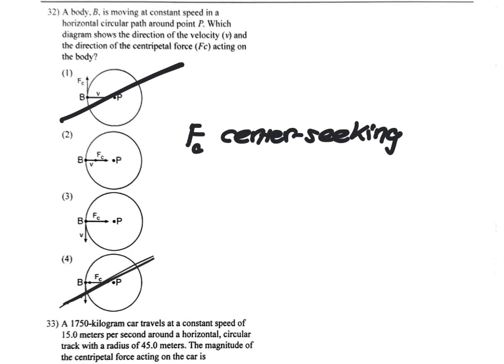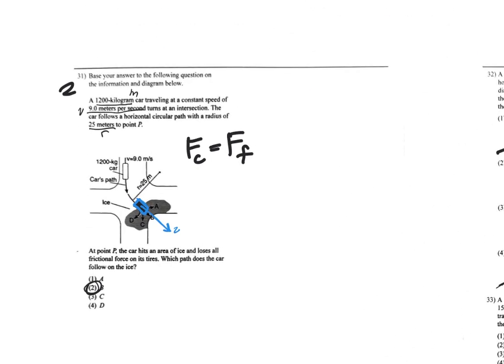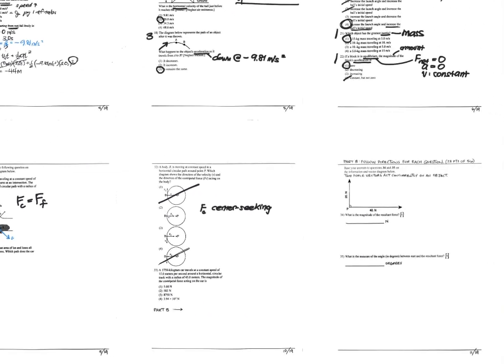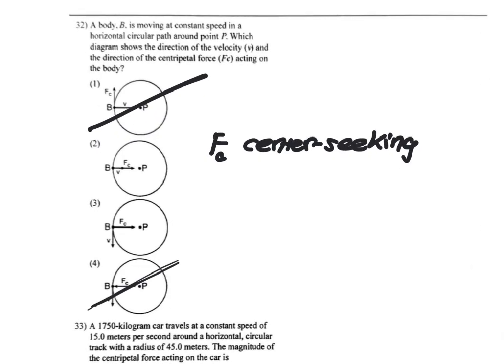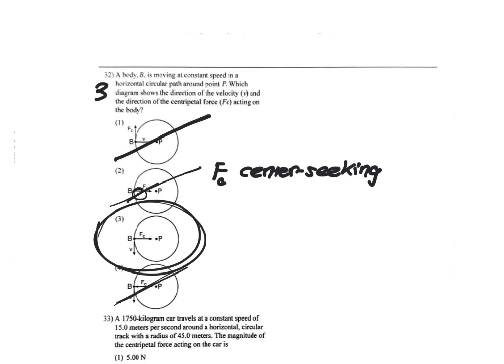And then the velocity is always going to be, as we saw from the friction question, forwards. And you'd be like, well, is forwards up or down? It does not matter because it's definitely not inwards. In choice 2, the centripetal force is inwards, but so is the velocity. I don't think so. Here we go. Choice 3 for number 32.